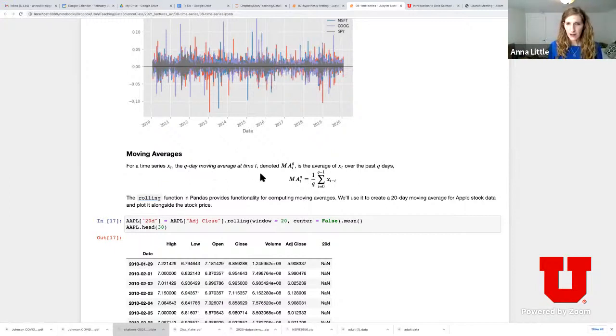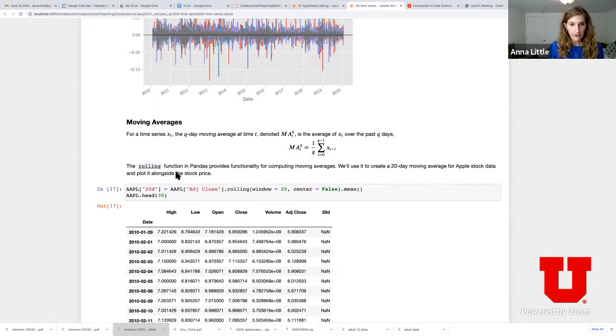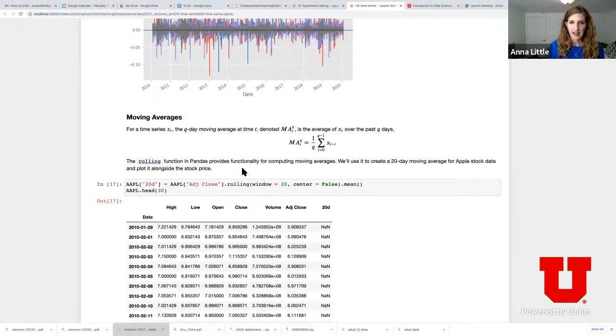So how do we define this? We define the moving average at time t based on the previous Q days by just taking the average of x of t for the previous Q time values. We can do this with the rolling function in pandas, and also get a nice plot of this moving average. So let's create a 20-day moving average for the Apple stock data that we were looking at previously.